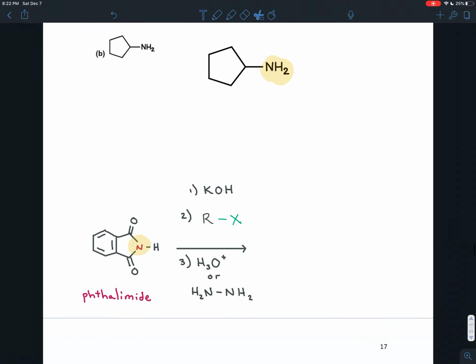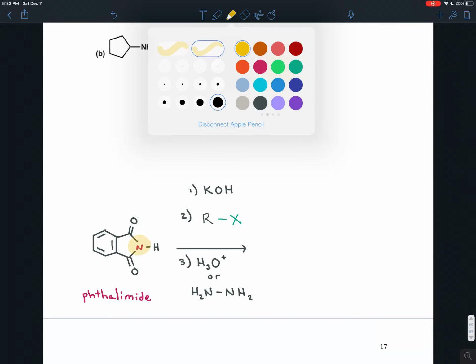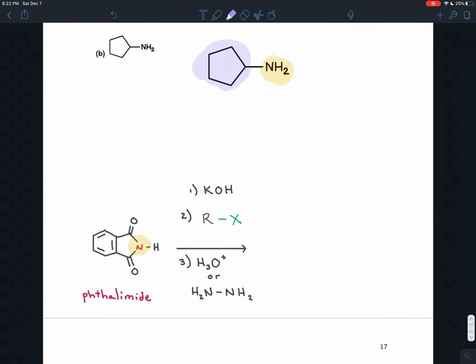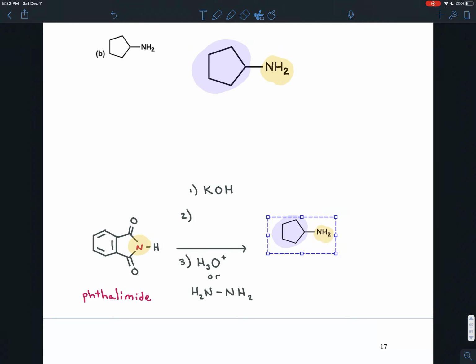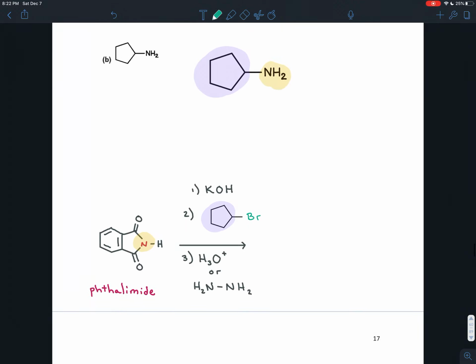The nitrogen is going to come from phthalimide. The carbon chain, and here we only have one, so we're trying to make a primary amine. That carbon chain will be the R group in the alkyl halide. So to figure out the alkyl halide, all we have to do is take the amine we have and replace the nitrogen with a leaving group. You could use chlorine, bromine, iodine, any leaving group will do.